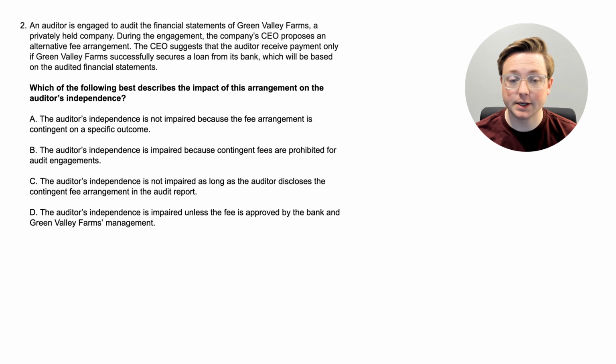An auditor is engaged to audit the financial statements of Green Valley Farms, a privately held company. During the engagement, the company's CEO proposes an alternative fee arrangement. The CEO suggests that the auditor receive payment only if Green Valley Farms successfully secures a loan from its bank, which will be based on the audited financial statements. So again, based off that, which of the following best describes the impact of this arrangement on the auditor's independence?